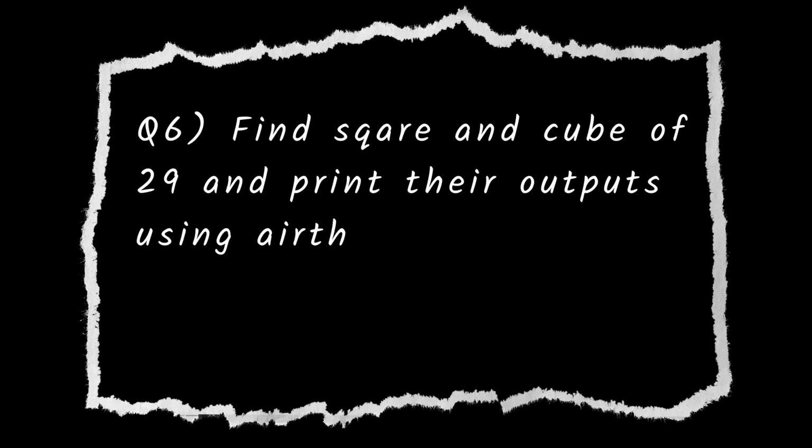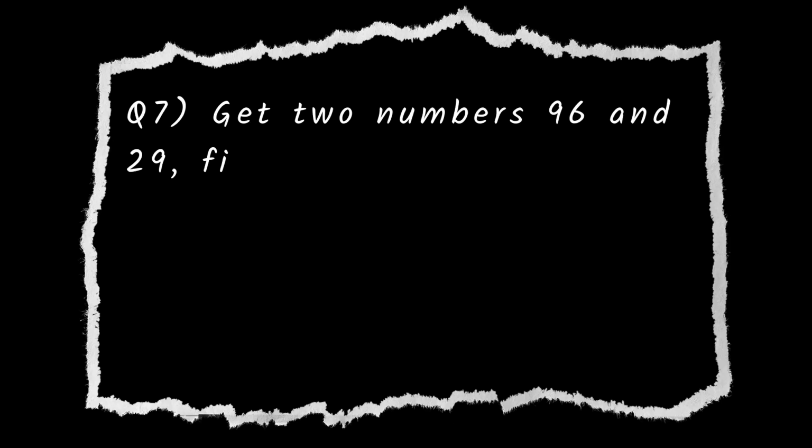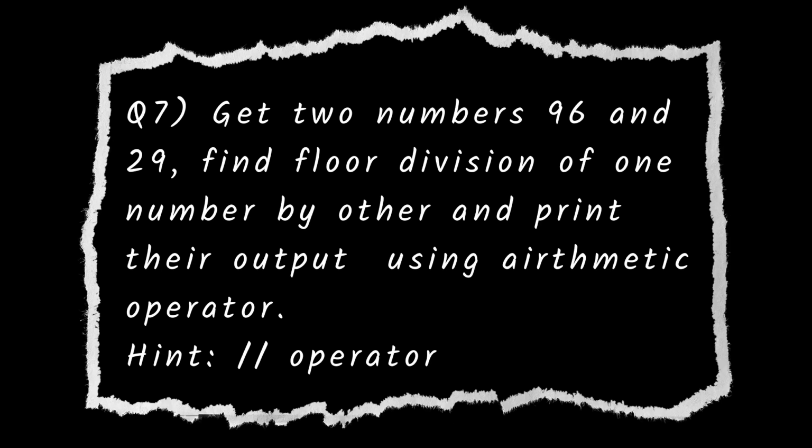The next question is, find square and cube of 29 and print their outputs using arithmetic operator. Here is the hint, exponentiation operator. The next question is, get two numbers 96 and 29, find floor division of one number by the other and print their output using arithmetic operator. Here is the hint, floor division operator.